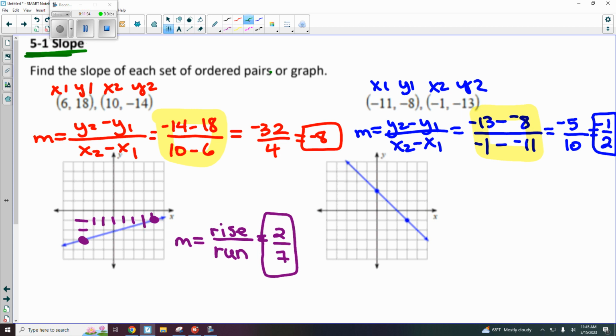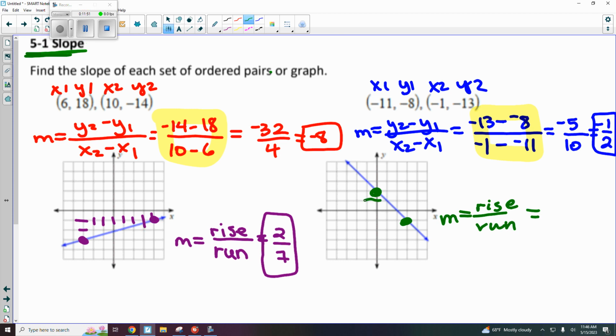Alright, next one. Because it goes down to the right, it's going to have a negative slope. So we're still looking at rise over run. We're going to go from the point to the left to the point on the right, which means we have to go down for the rise to make it negative. And then we'll count how many we run right. So always run right if we can help it.